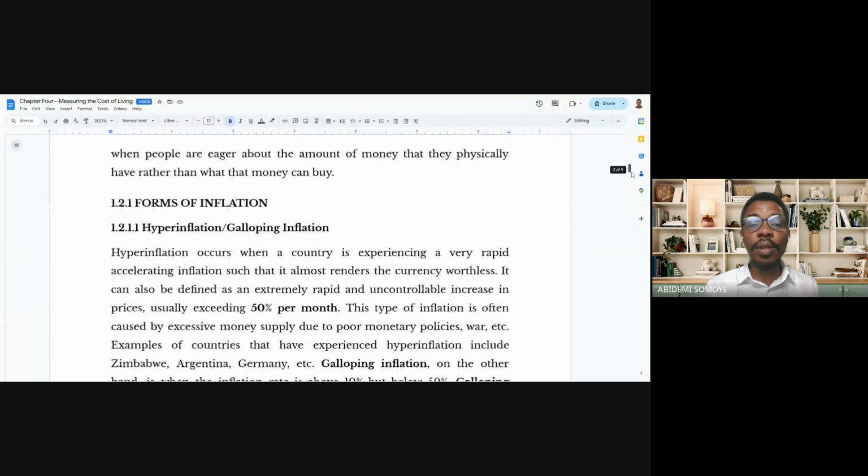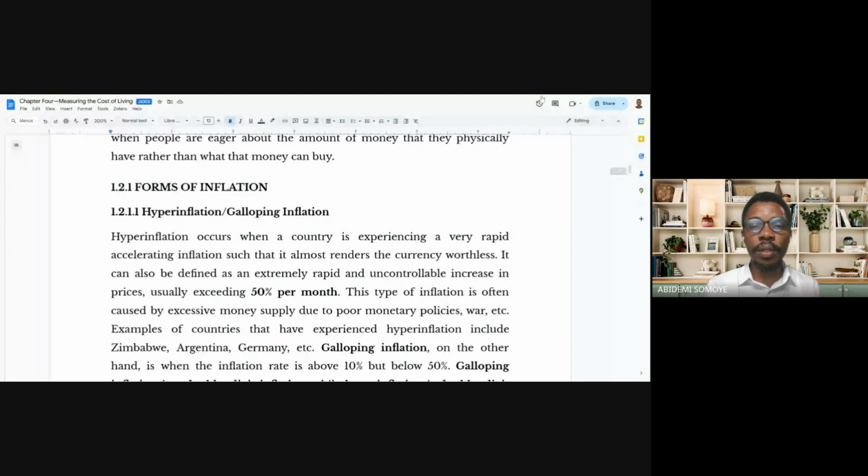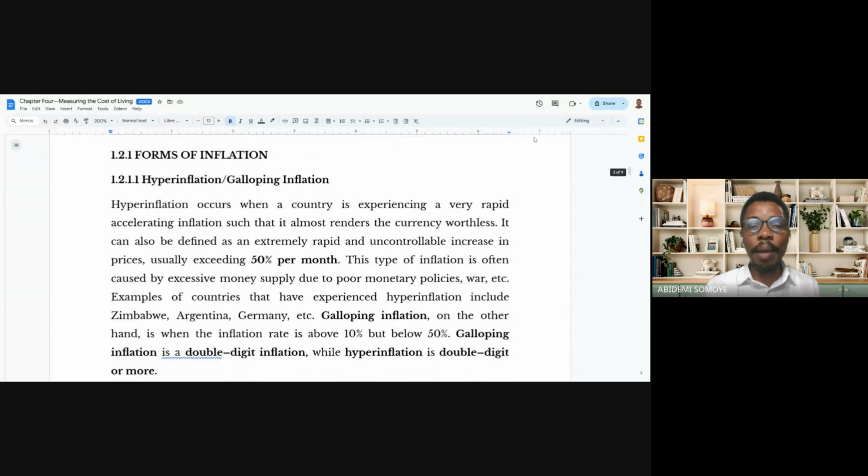Now, let's take a look at the forms of inflation. In the forms of inflation, we can have hyperinflation or galloping inflation. What is hyperinflation? Hyperinflation occurs when a country is experiencing a very rapid accelerating inflation, such that it almost renders the currency worthless. It can also be defined as an extremely rapid and uncontrollable increase in prices, usually exceeding 50% per month.